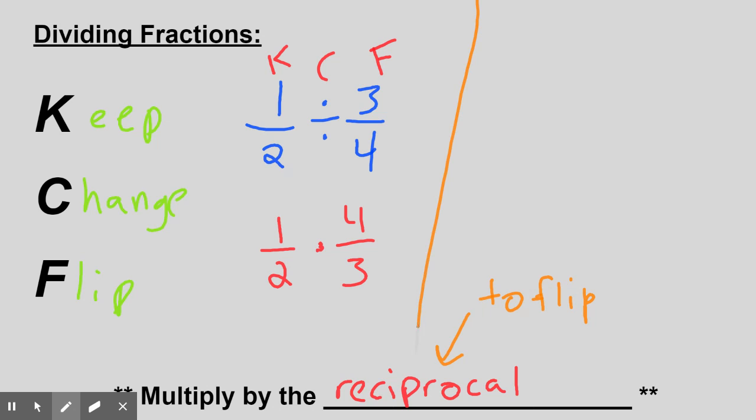So an example, if I have the number 5 and I ask for the reciprocal, if I were to flip that, well, I put a 1 underneath. The new number would be 1/5. If I had, let's say, 6/5, and I wanted the reciprocal, I would flip it and it would be 5/6. So once again, remember, keep, change, flip, and multiplying by the reciprocal mean the exact same thing.